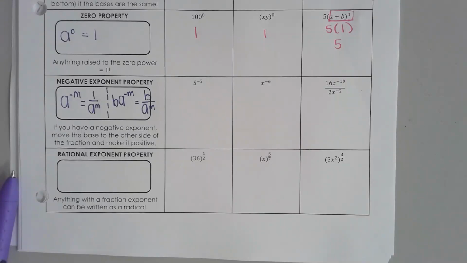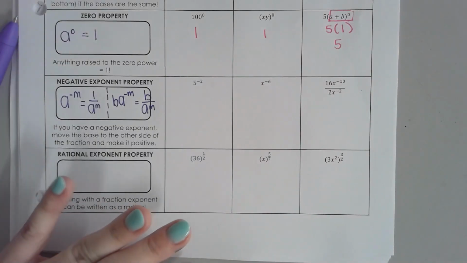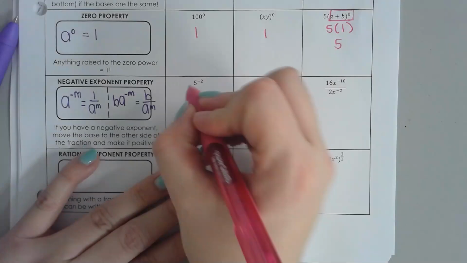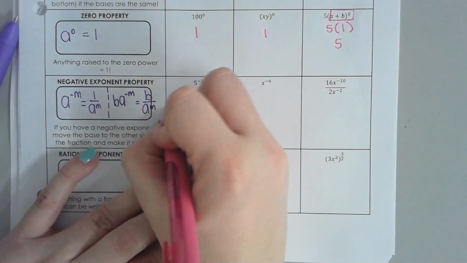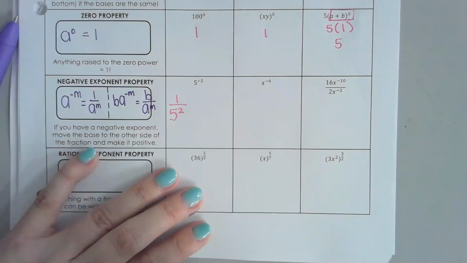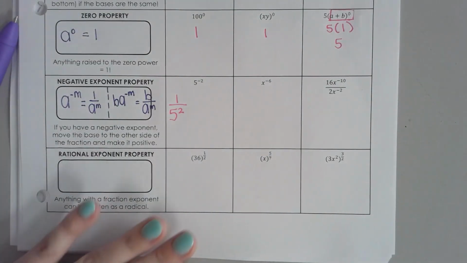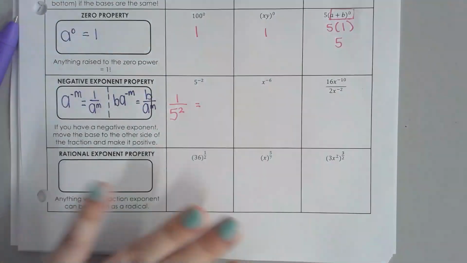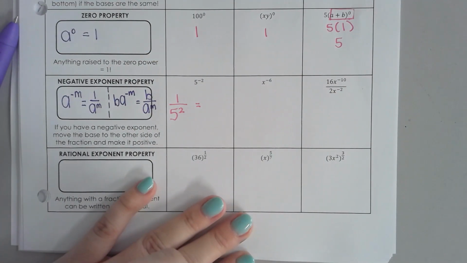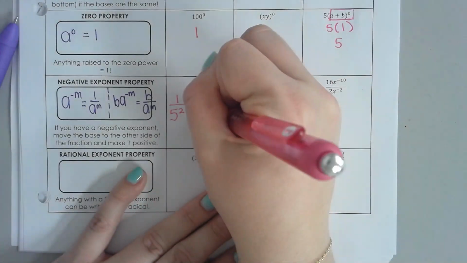Alright, so let's do these examples. 5 to the negative second power is what? Yep, 1 over 5 to the second. We could go ahead and simplify that. We can do that easily. What is 5 squared? 25. So we could write this as 1 over 25.